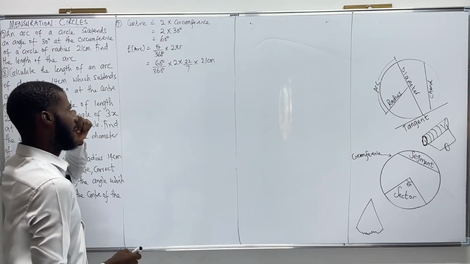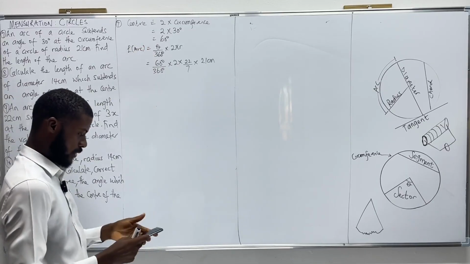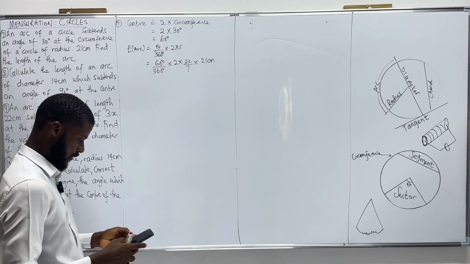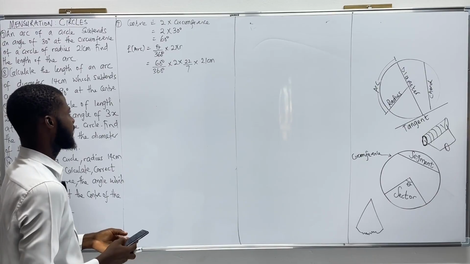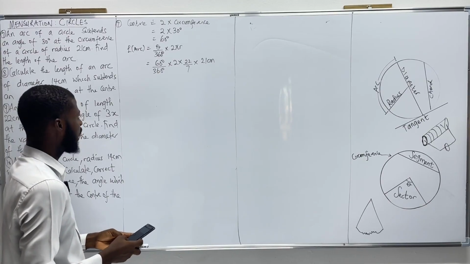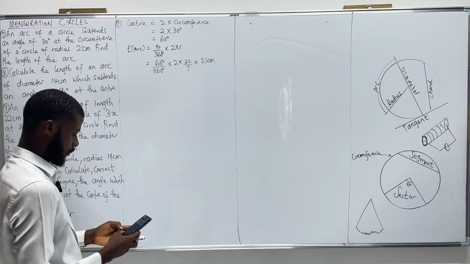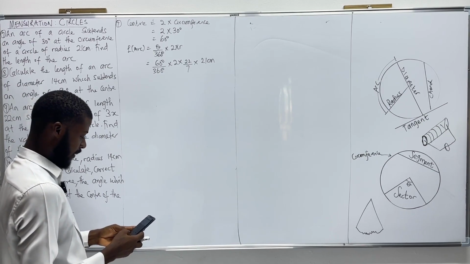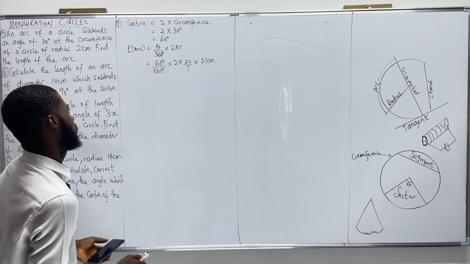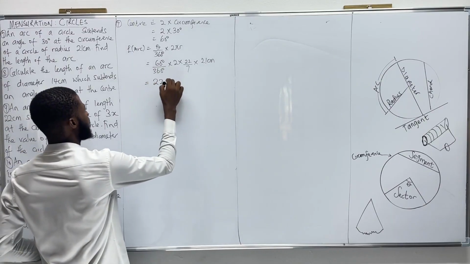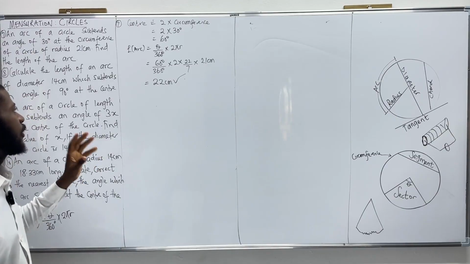I don't want to be cancelling out. But I know this is 1/6. Okay, let's just proceed. So that's 1/6. So 2 times 22 times 21, divided by 7, divided by 6. So this will give 22 centimeters. So that's the length of the arc.